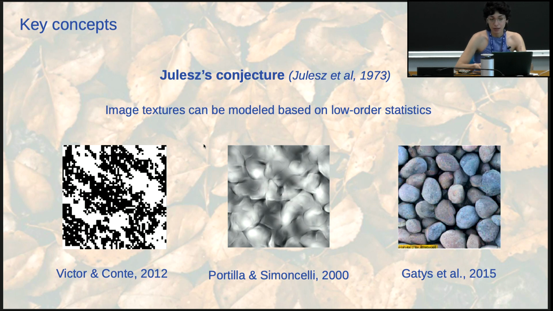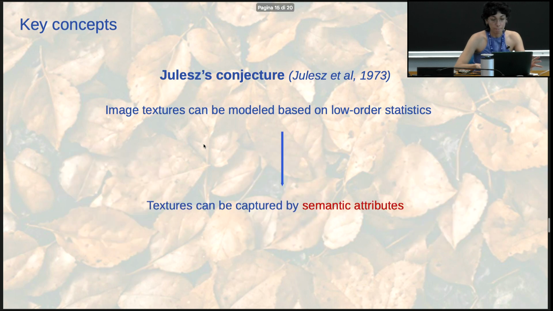I thought, is it true that all the image textures can be modeled on low-order statistics? Maybe some of these textures can be captured by their semantic attributes, and we can exploit these data sets and the relative annotations, and everything was human-based, to investigate if semantic attributes have an impact on the generation and on the modeling of visual textures.